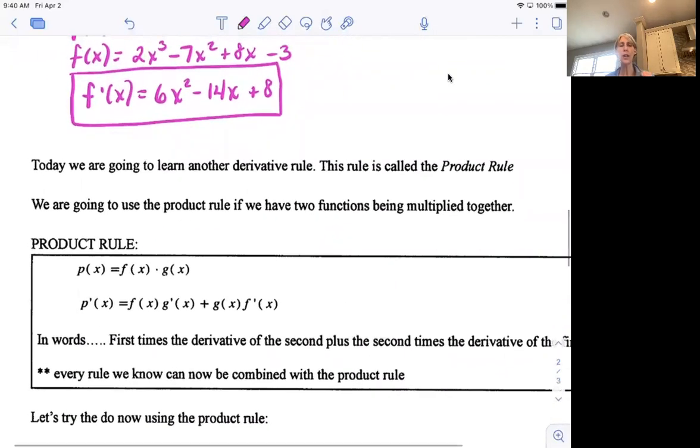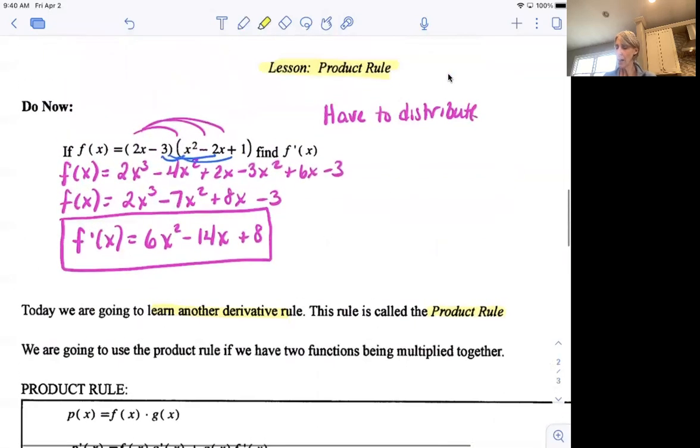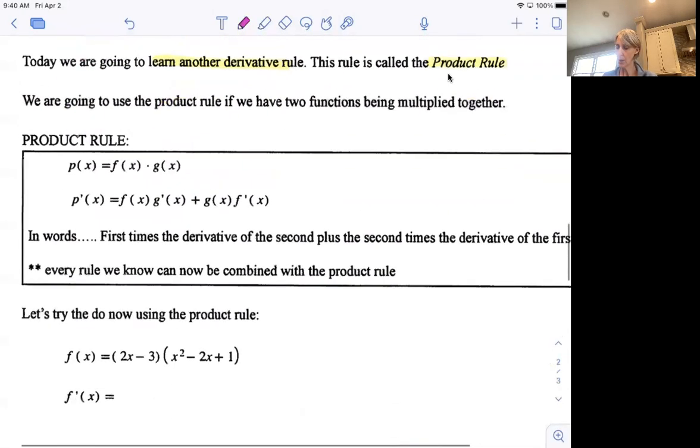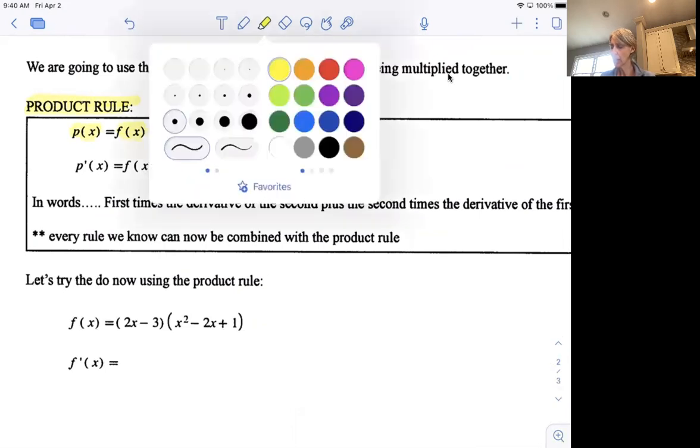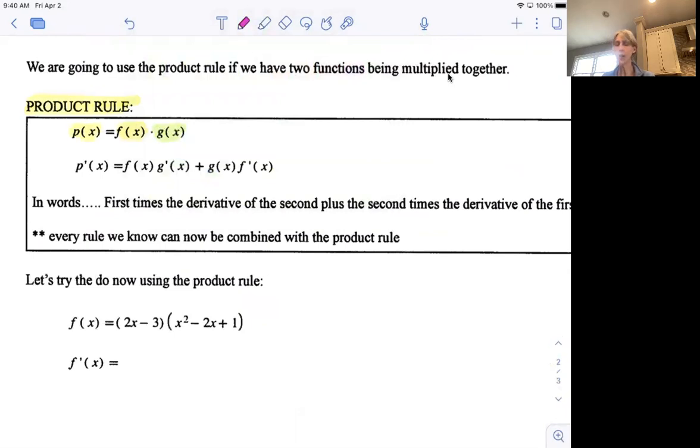Today we're just going to learn another derivative rule. This rule is going to be the product rule. We're going to use the product rule if we have two functions being multiplied together. So today we're going to talk about another rule that we can use in this type of situation. The product rule states, if P of x equals f of x times g of x, then the derivative, P prime of x, is the first, f of x, times g prime of x plus g of x times f prime of x.